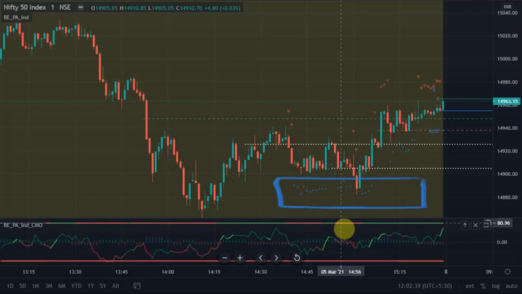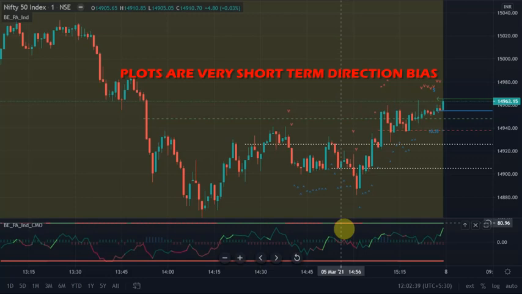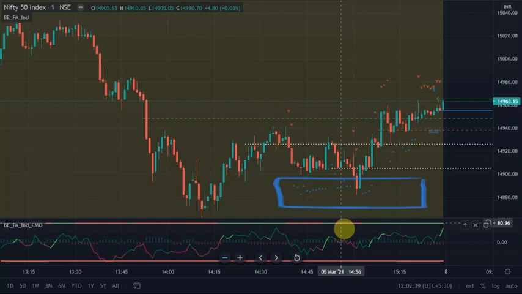Moving forward with the upward blue arrows and red stars. Both represent the current volatility and the momentum against historical intraday volatility and momentum of the same stock or index. Be aware that these are direction bias plots, which means whatever direction a stock is currently heading, it calculates based on those prices. Upward blue arrows get plotted as and when the volatility is picking up. Red stars get plotted as and when there is a boom in the stock price.